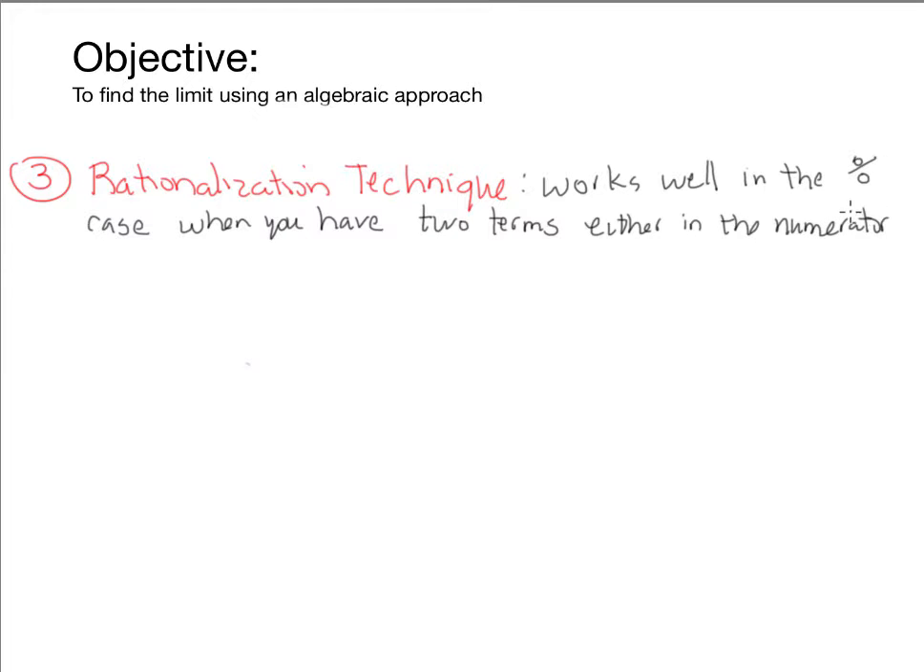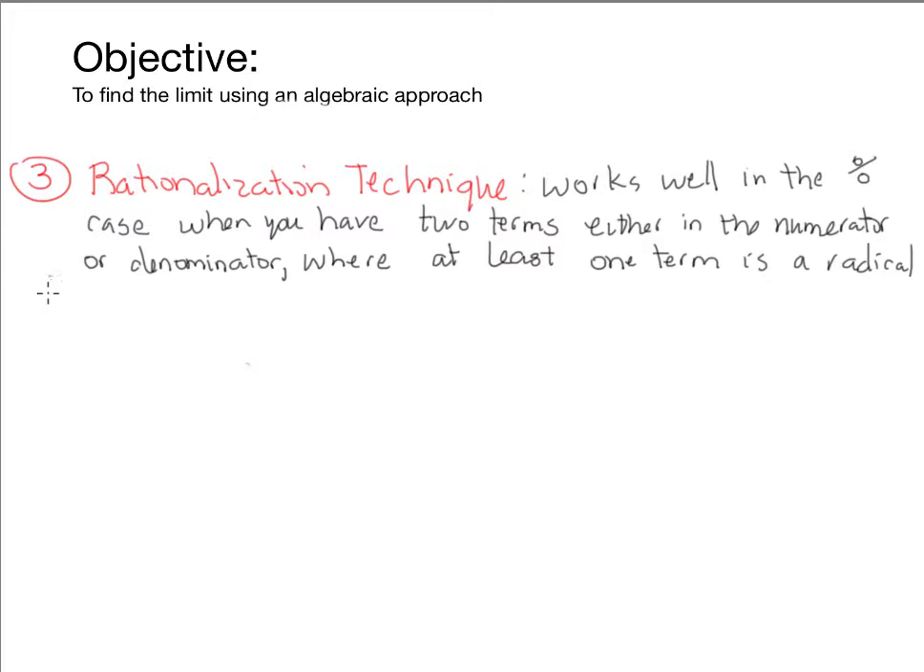In order to use this rationalization technique, it doesn't matter if the radical binomial is in the numerator or the denominator. Either one works the same. And what we're going to do, in order to get rid of that radical, is multiply by its conjugate. And so remember, a conjugate has the same terms, just change the sign in between the two terms.